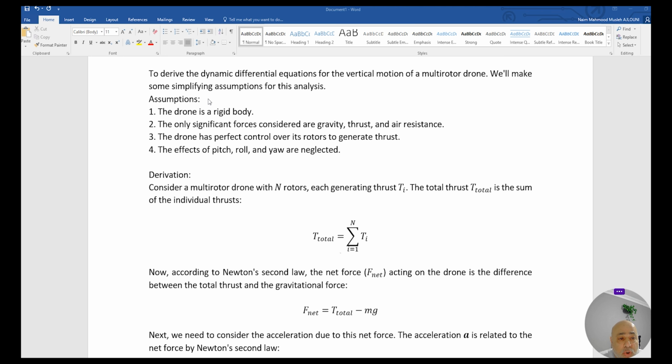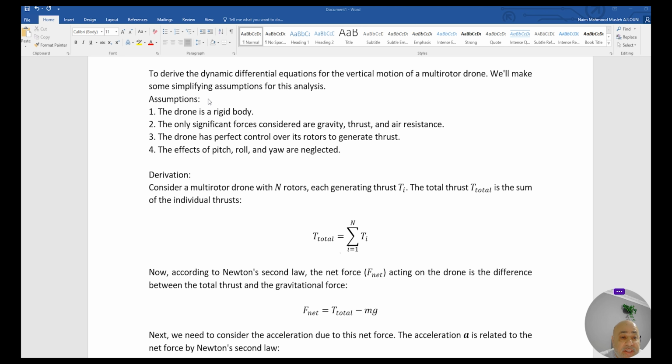The first assumption is that the drone is a rigid body. The second is that only significant forces are going to be considered, which are gravity, thrust, and air resistance. The third assumption we are making is that the drone has perfect control over its rotors to generate thrust, i.e. the motors are considered to be perfect, generate forces and respond to orders as and when they come, and there is no delay or anything like that.